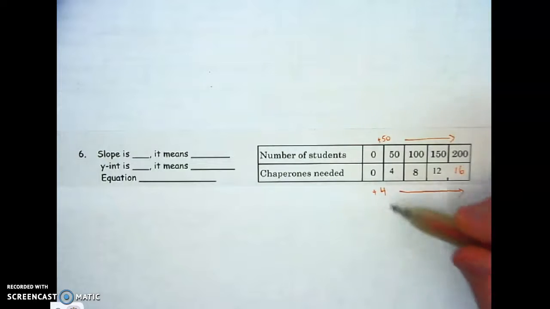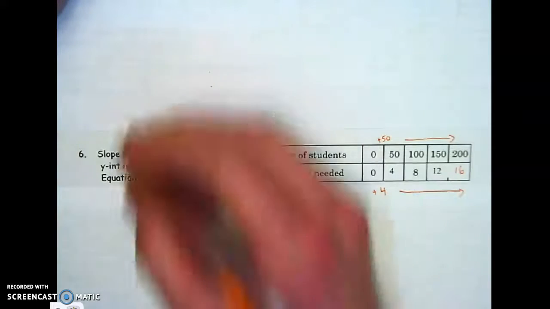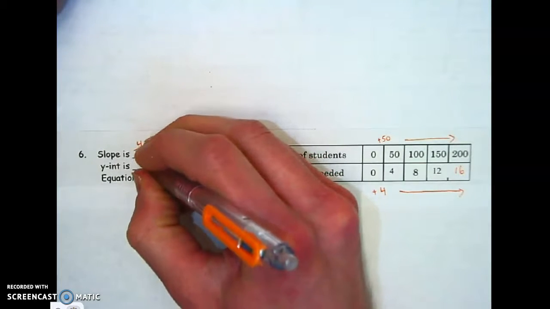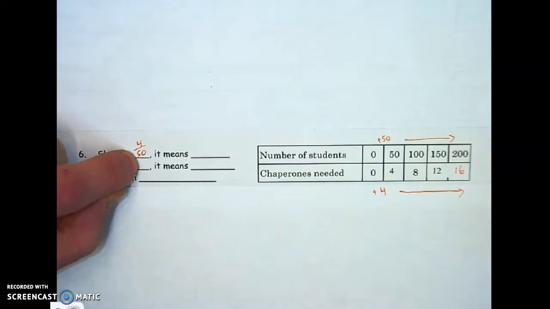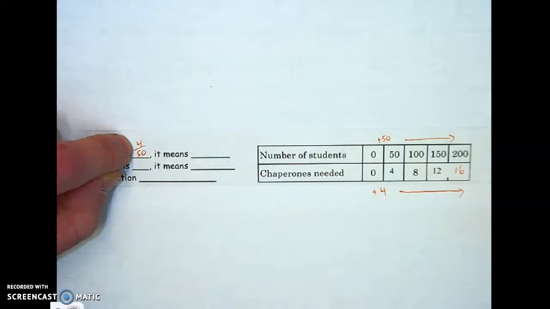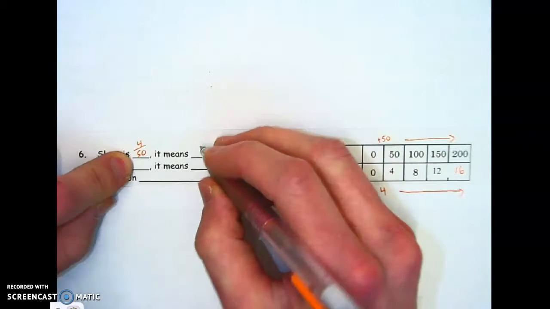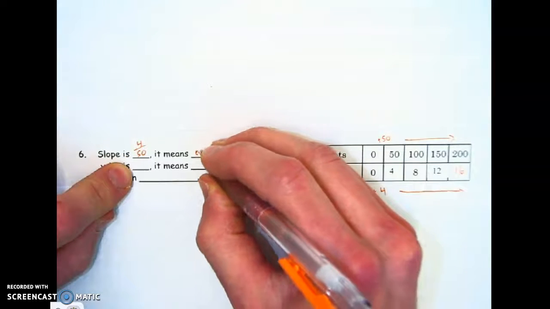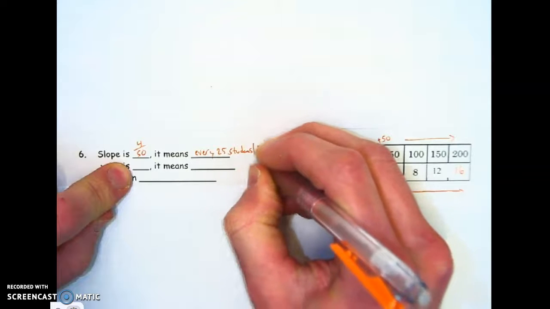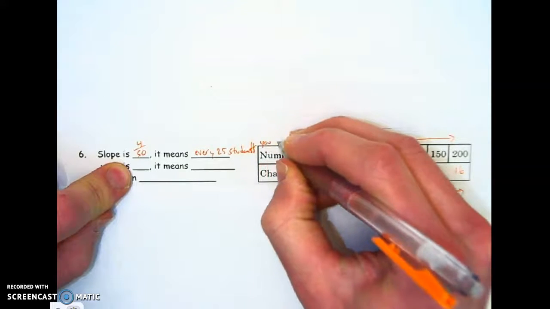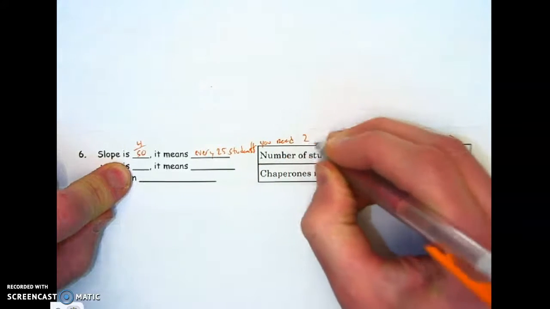And we can write our slope. 4 over 50. Got to remember the bottom number goes on top. So 4 over 50, I need to say what that means. That means when you have 50 students, you need 4 chaperones. So I'm going to reduce that down to every 25 students, you need 2 chaperones.